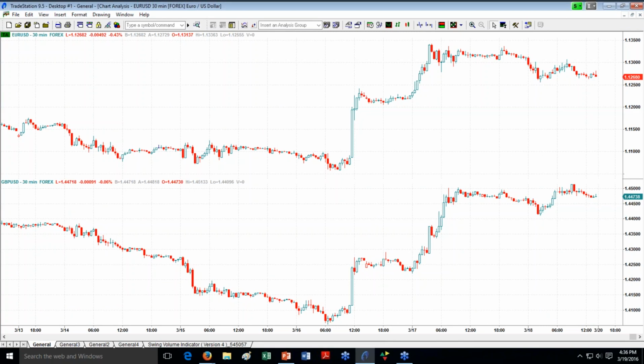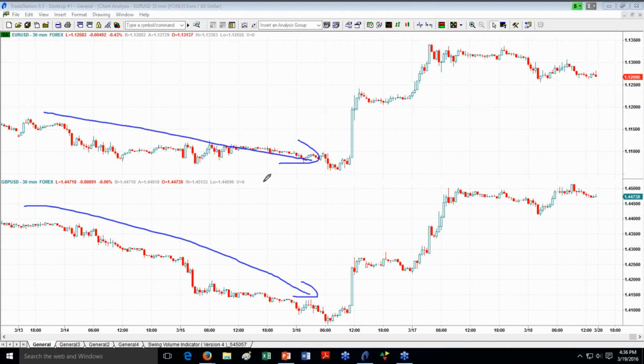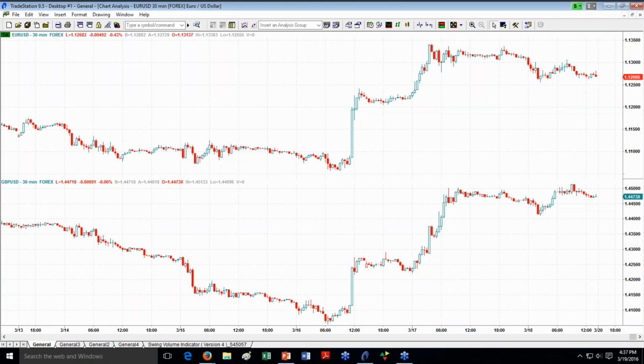Another way to follow this correlation is just to look at the chart and visually see whether there is a correlation here. So I see that there is a move to the downside here. I see that there is a move to the downside here in euro. So I see the correlation. So I'm going to be thinking about the comparative analysis and the strength and weakness before any type of entry points.